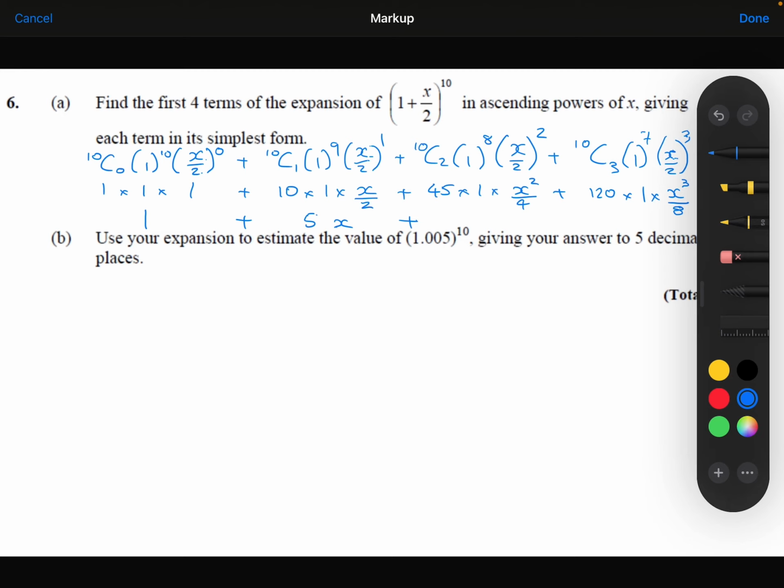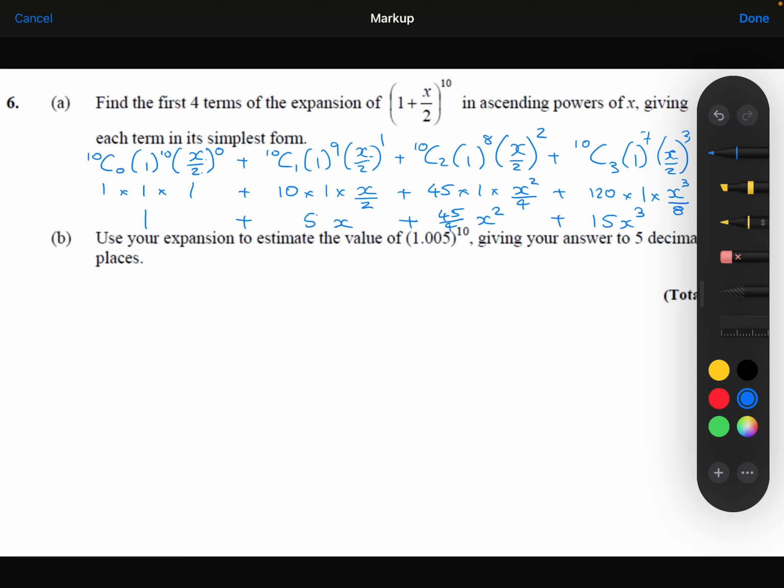45 times 1 times x squared over 4. I'll just write that as 45 over 4 x squared. I can't do 45 divided by 4 easily, so we'll just leave it like that. And then we've got 120 times 1 divided by 8 is 15. So that's my answer to part A. That's the first four terms of this expansion.